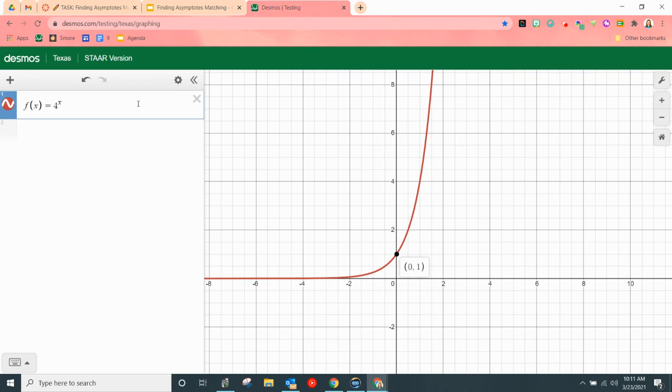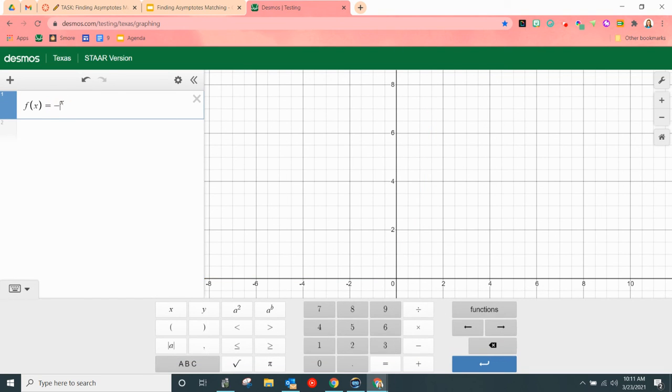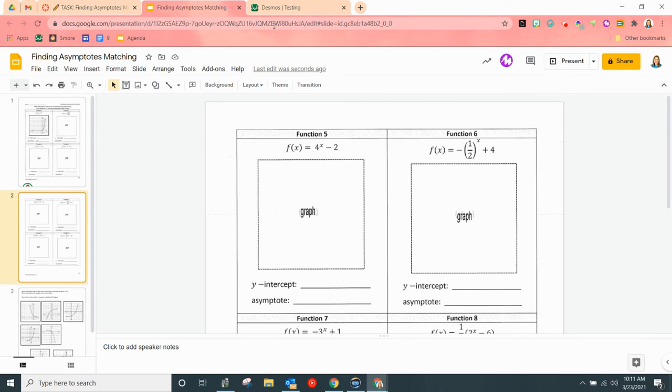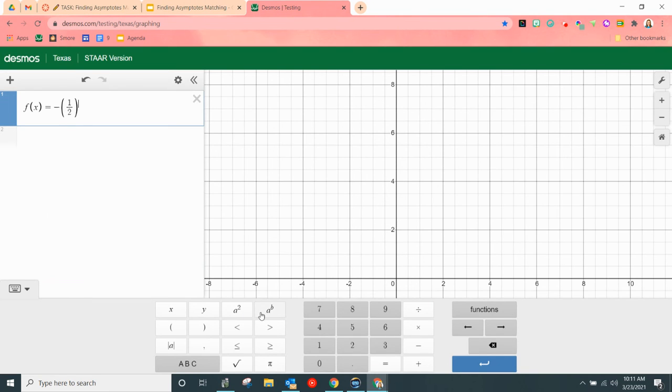Okay, so I have negative and type it in just like they gave it to you. Negative 1/2. I don't want my x here. Parentheses, negative 1/2 to the power of x. I hit this. Whoops, not z, power of x. Then I'm going to go over and do plus 4.